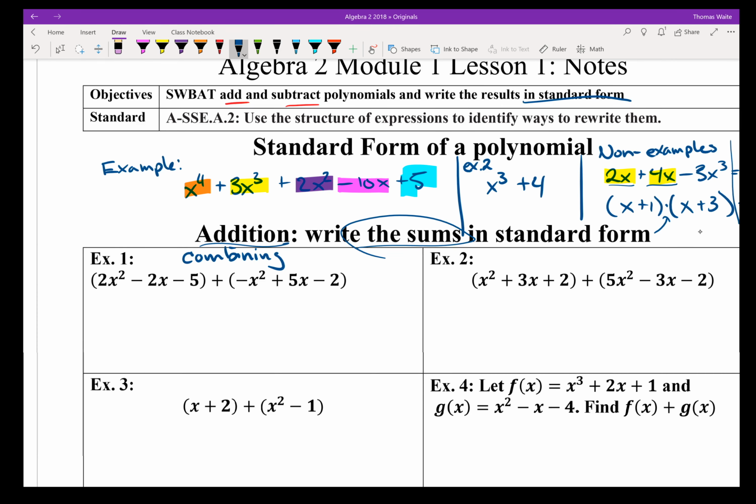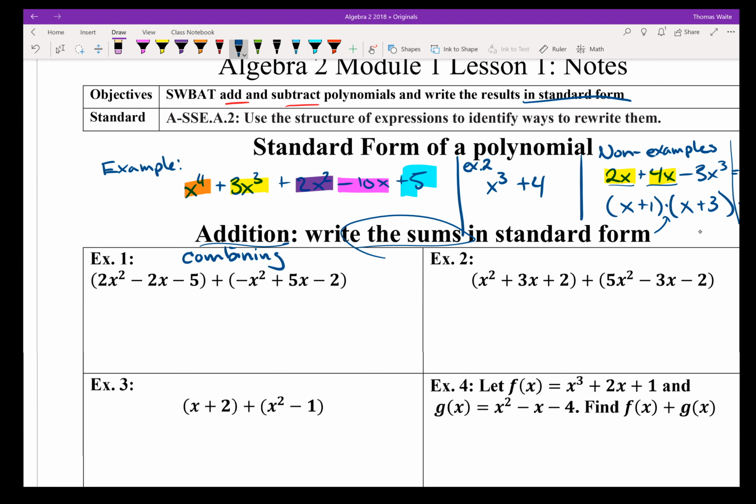Now I'm going to highlight our like terms in different colors. So in yellow, I'm highlighting the x squared terms. We're going to combine those terms because we're adding. We're going to combine the x squareds because we can combine them. Then we're going to combine the orange x terms. And then lastly, we'll combine our constants in the blue.